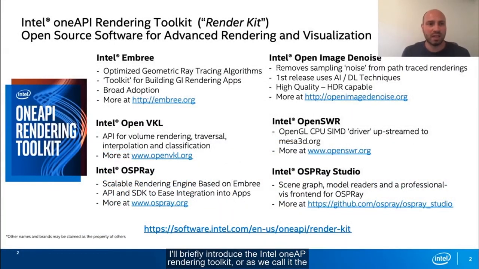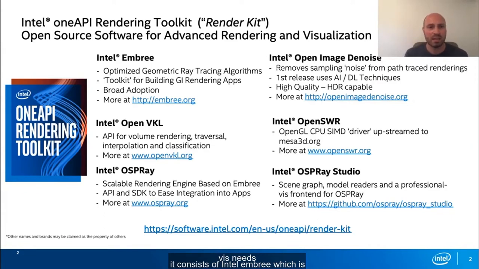I'll briefly introduce the Intel oneAPI Rendering Toolkit, or as we call it, the render kit, which is Intel's open source software suite for advanced rendering and visualization, especially helping with high performance computing visualization and professional viz needs. It consists of Intel Embree, which is a low-level kernel library for efficient BVH building, traversal, and primitive intersection. The Open Volume Kernel Library, which is designed for volume structure abstraction and effective sampling and filtering of volumes and traversal as well.